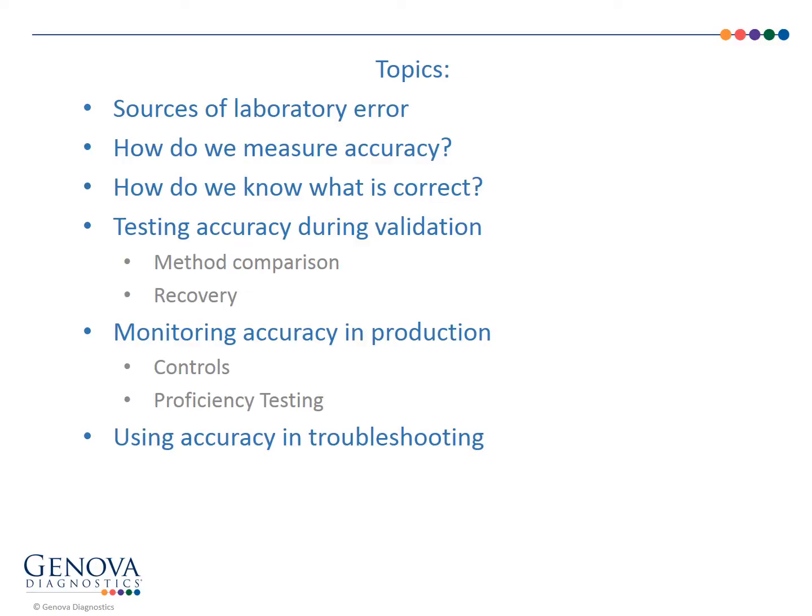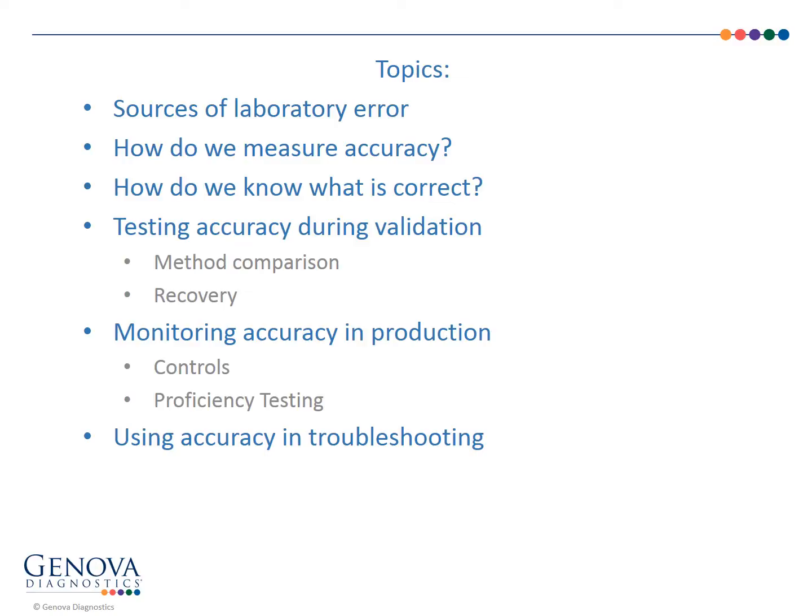I would argue that out of all the parts of validation, accuracy is the most important. If you think about all the pieces of a validation, you could have a perfectly linear assay with great sensitivity, great precision, good characterized reference population, long sample stability. But if you're not getting the right answer, then the rest of that really doesn't matter.